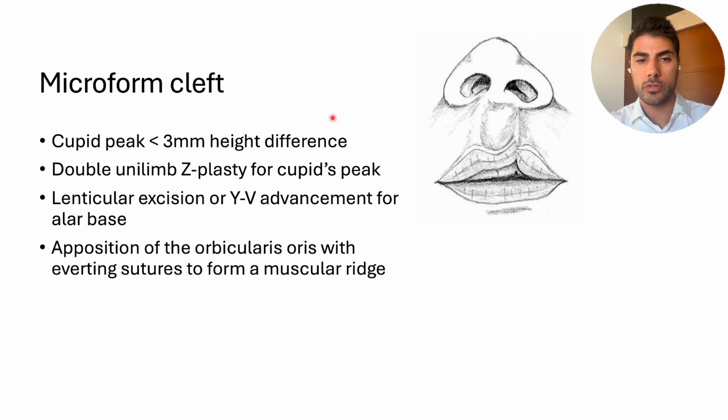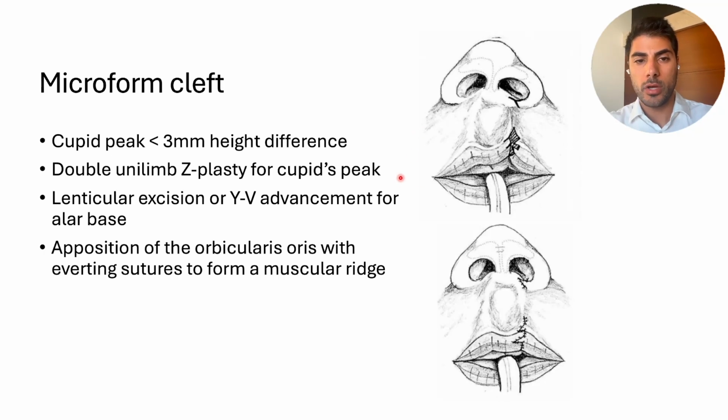As for the microform cleft, now we have a difference in height, but it is still less than 3 millimeters. So what he designed is a double unilimb Z-plasty, or it's actually just fancy for two triangles. It has the same function as the C triangle that we saw earlier with Fisher. And this has the same function also as the Nordhoff's triangle because it is on the vermilion. So this triangle obviously will be used to give a gain in length for the medial aspect, and this triangle will give a gain in length for the notch here and for the vermilion, and this is what we will result in.